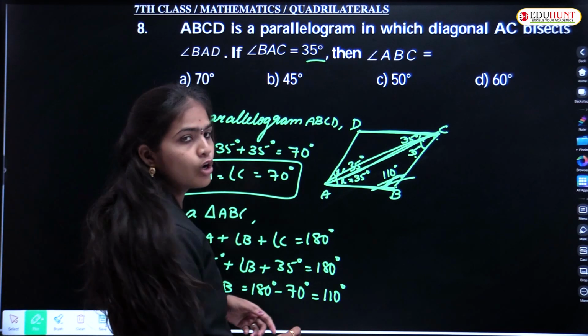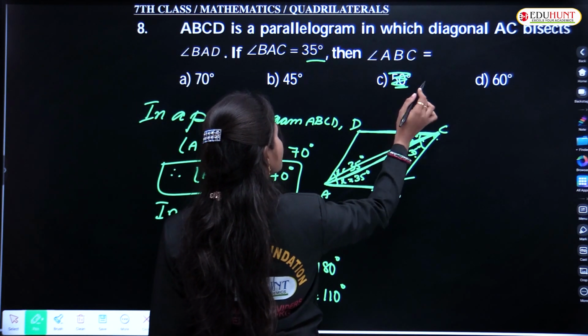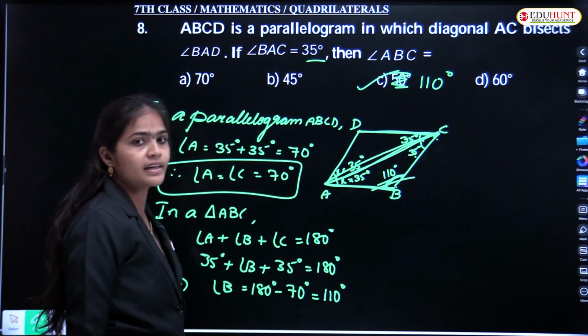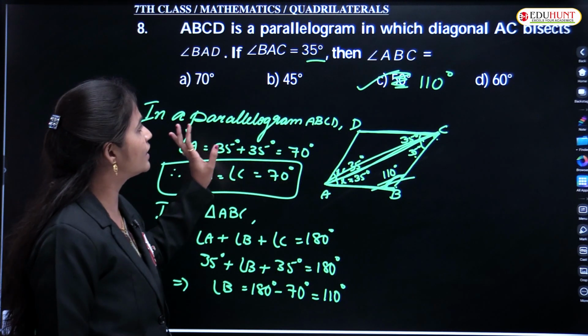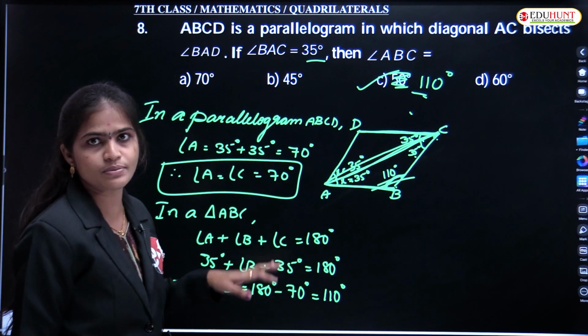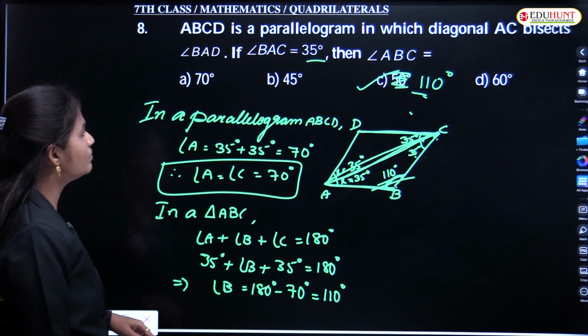So children, here the option is not given, so you can change it to any option. I am going to change option C to 110 degrees, so the answer is 110 degrees. Please check this one, verify this. Here option C is 110 degrees, option not given, no? So that's why I changed it. Please observe this one. So see the next question.